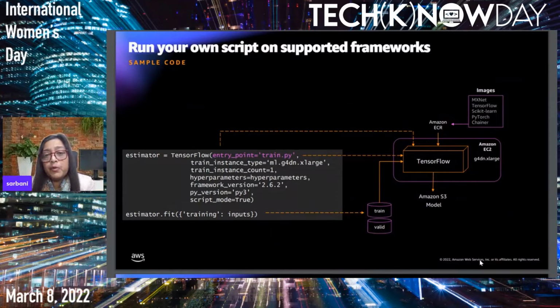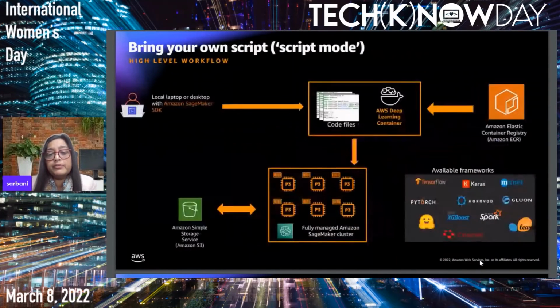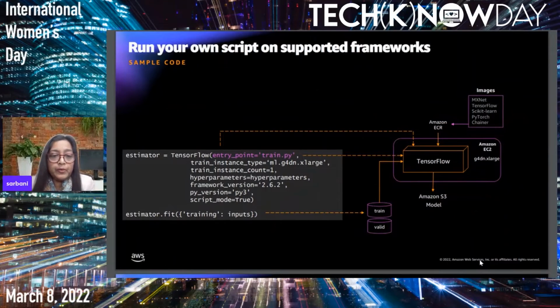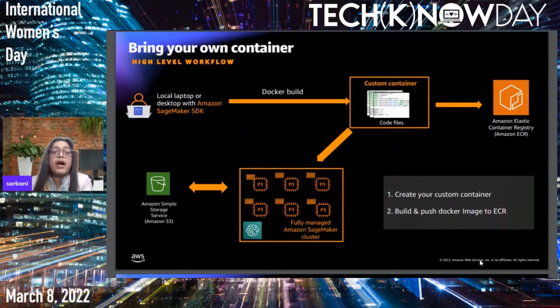In the script mode, we use the script locally, but we are using the SageMaker environment here. This is a sample code. We can use the train.py, and this is a sample code from a TensorFlow model, but it can vary depending on the model. Now, high level workflow.